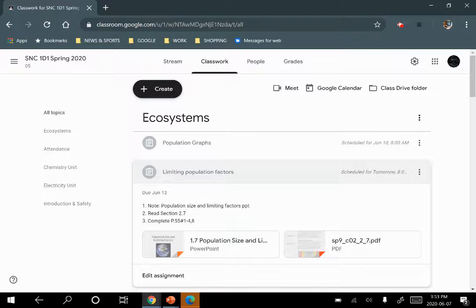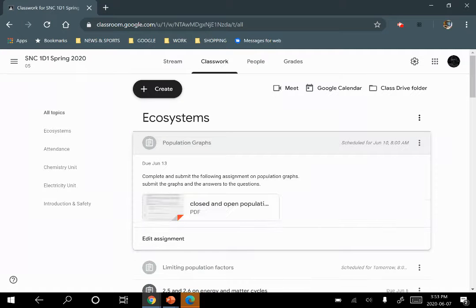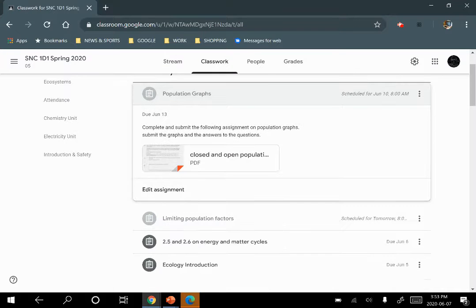And then on Wednesday we'll be looking at population graphs. I'll post that on Wednesday. And really, it's just an assignment on graphing some population from some data. And then you guys can submit that when it comes due.